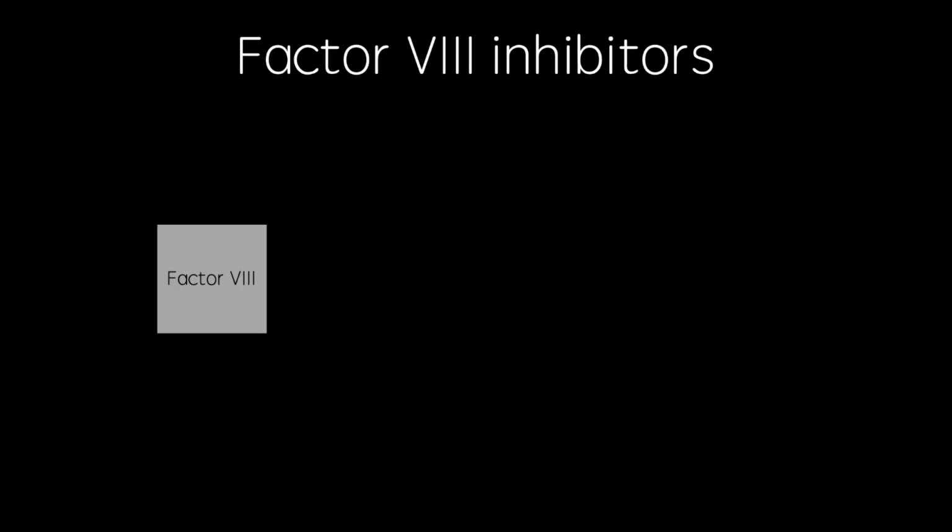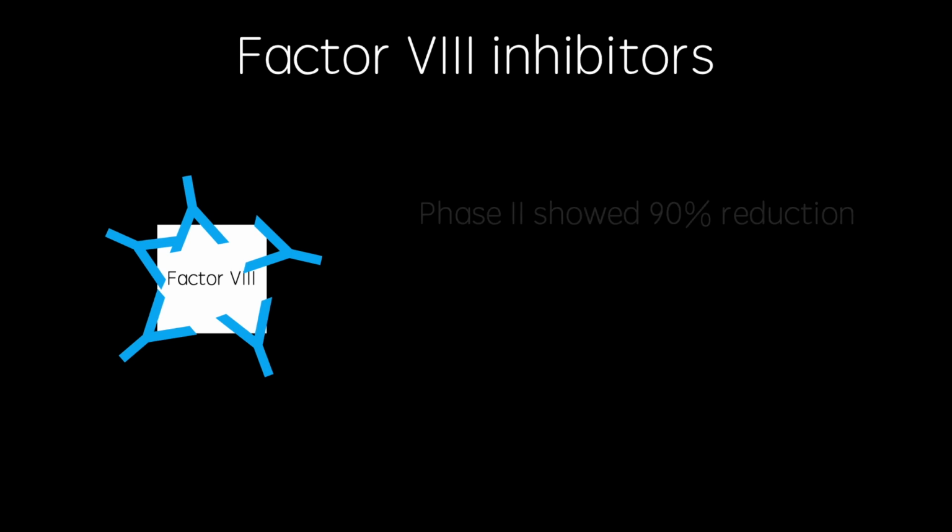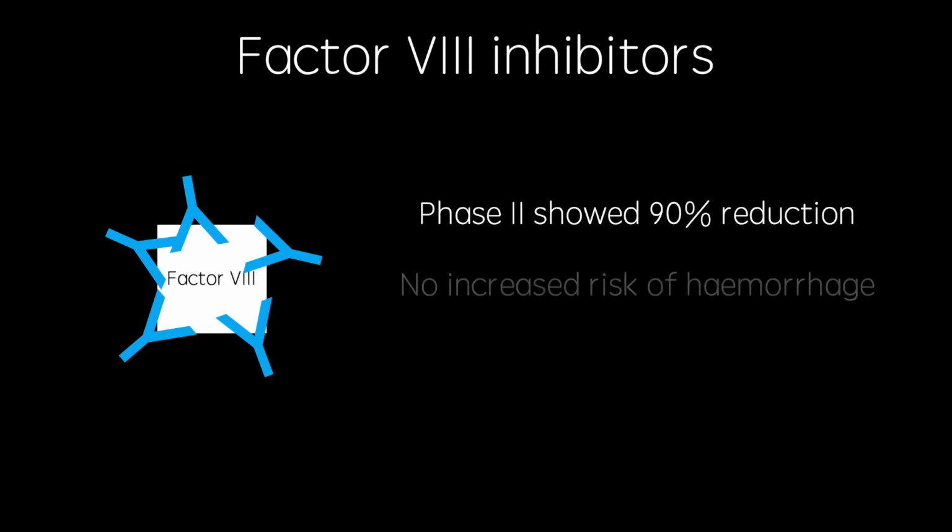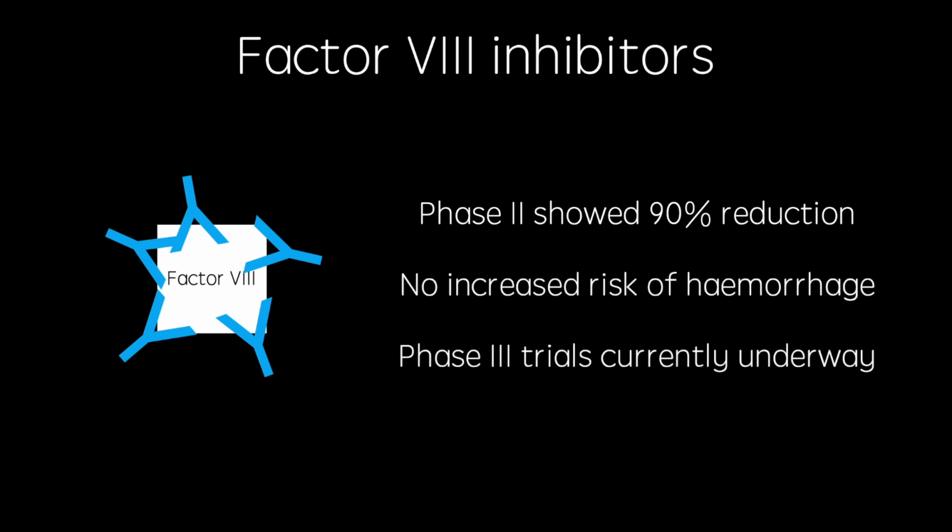Another class of anticoagulant, which is currently undergoing clinical trials, is factor VIII inhibitors. As discussed, factor VIII is essential in forming the intrinsic tenase complex required for factor X activation in the coagulation cascade. In phase 2 trials, factor VIII antibodies have been shown to decrease activity by up to 90% without increasing the risk of hemorrhage. Phase 3 trials are currently underway.